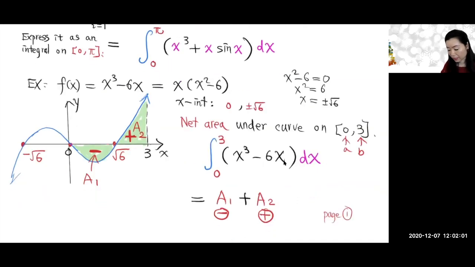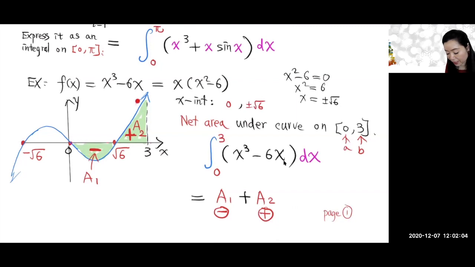The graph looks like this, an S shape, because of the cube. Those are the three x-intercepts. You see over here, the graph is above the x-axis, so if you use a Riemann sum, you get a positive result. The next part, the graph is below the x-axis, so the y-coordinates for all those endpoints will be negative, so the Riemann sum will be negative.